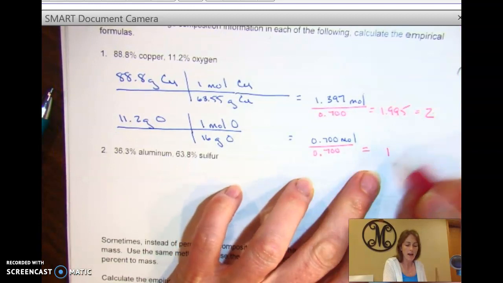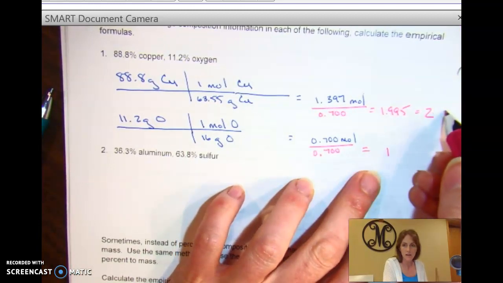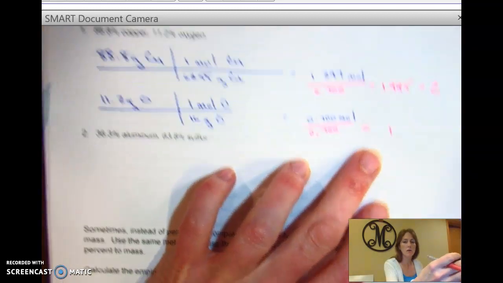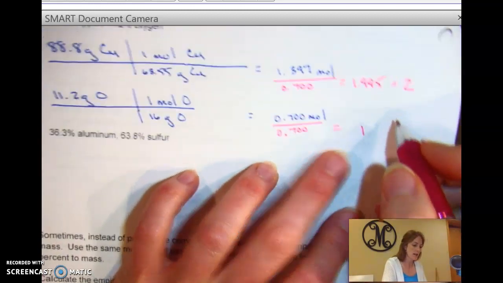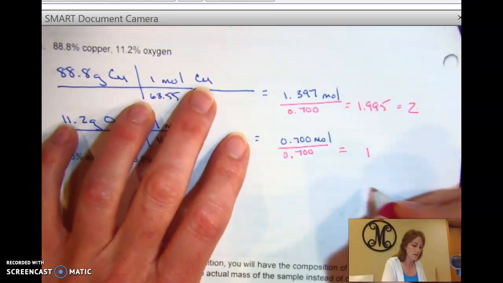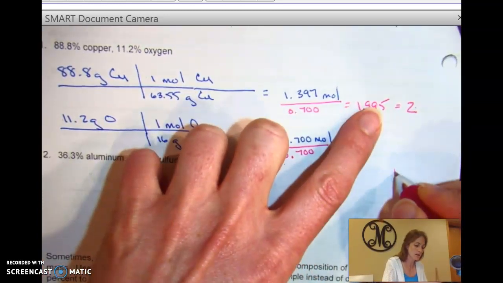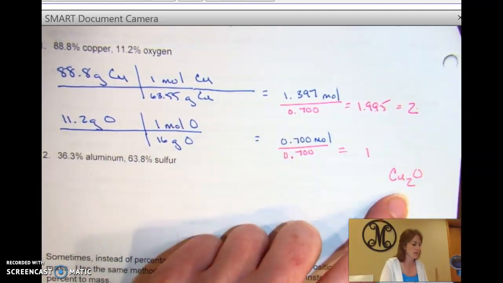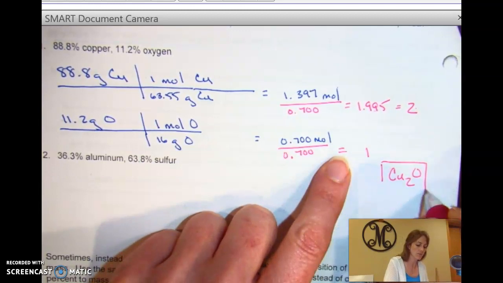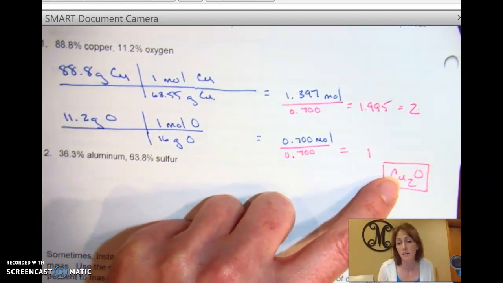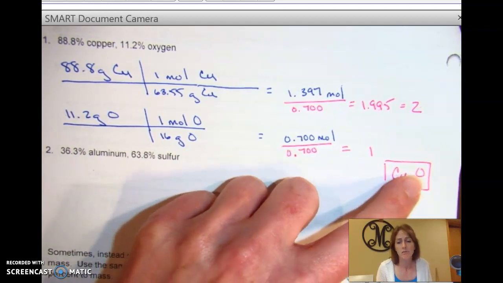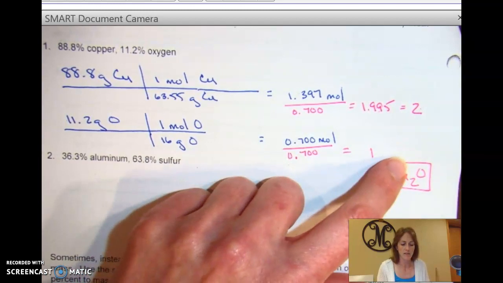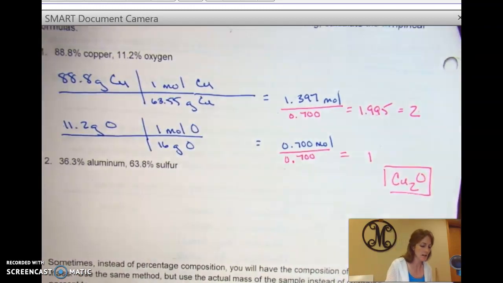So now we don't have any decimal points. We have 2 whole numbers. So our final answer here is going to be copper has 2 moles. So it'll be Cu2 for every 1 mole of oxygen, Cu2O. Copper's a metal. You always put the metal in front of the non-metal in this case. The positive or the cation before the anion.